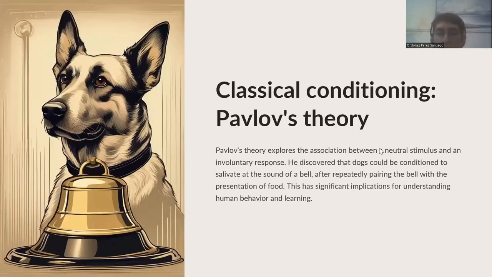The classical conditioning theory, with Pavlov, is a theory where he discovered that dogs could be conditioned to salivate or feel hunger at the sound of a bell. After repeatedly pairing the bell with the presentation of food, this has implications for understanding human behavior and learning. So as you can see on the left side of the slides, I've put a dog with a bell, which is basically the whole idea of classical conditioning.